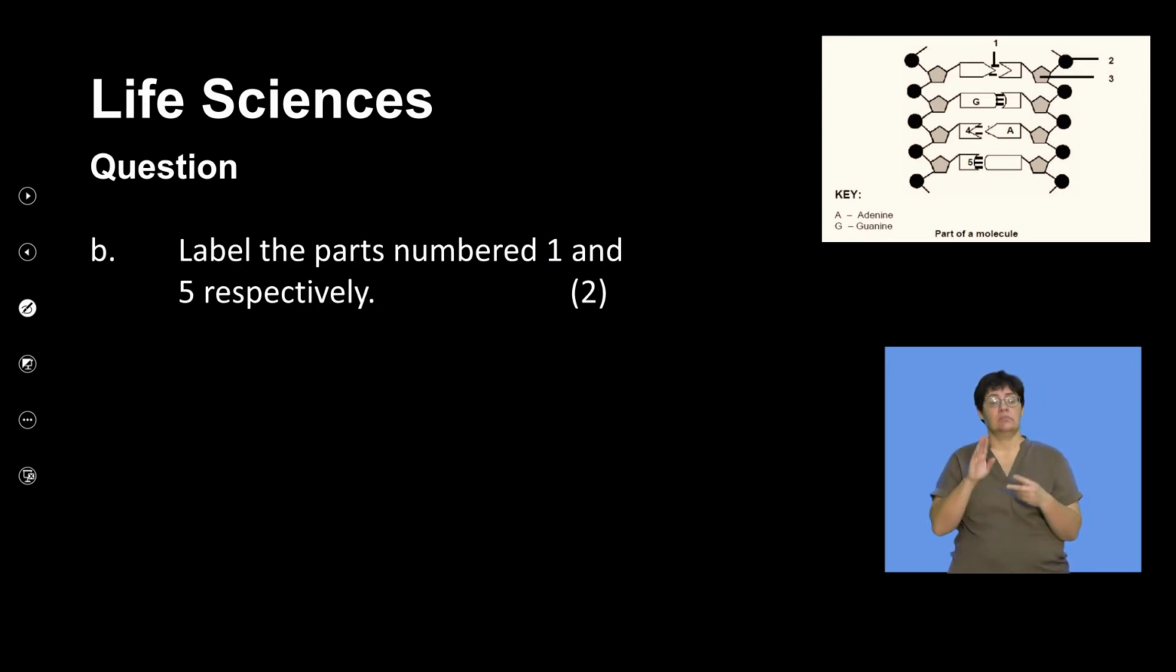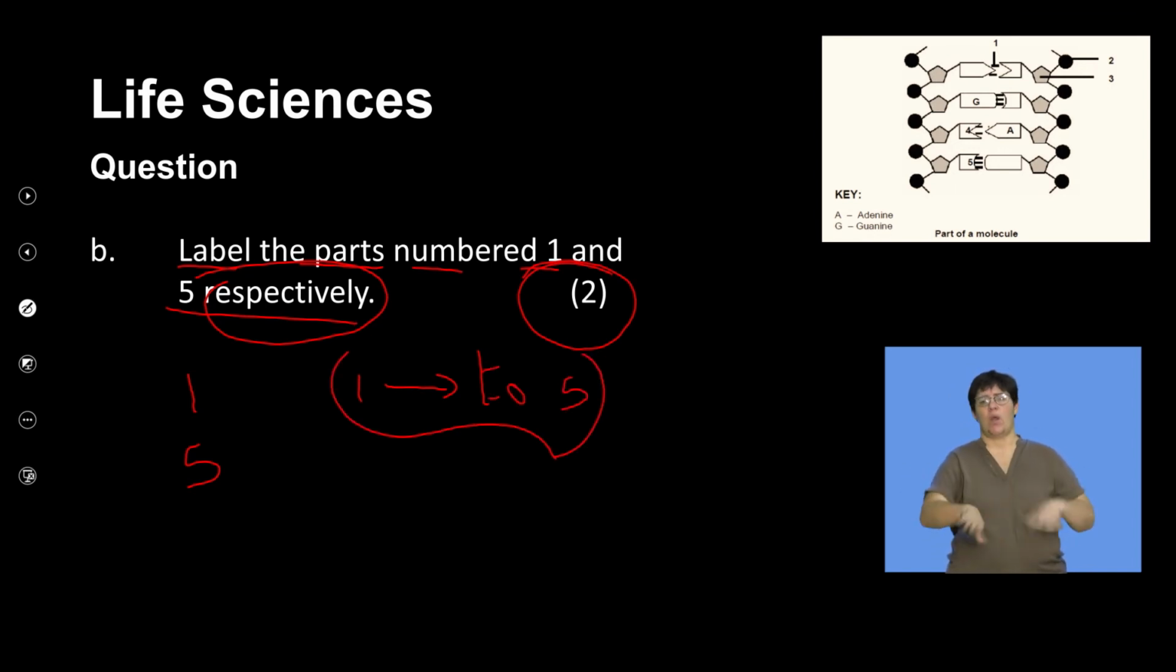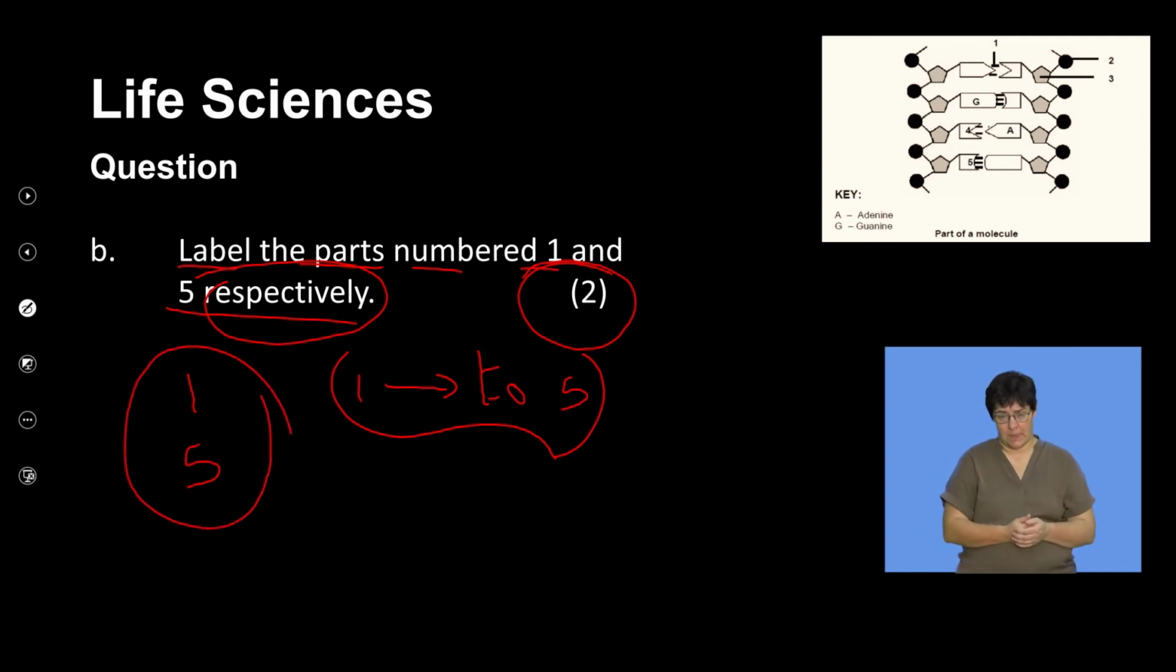The next question is: label the parts numbered 1 and 5 respectively. So guys, it's important that you look at the question mark allocation. It requires that we label parts 1 and 5. It does not say 1 to 5. If you were labeling parts 1 to 5, you would have spent an extra few minutes on questions that were not necessary. So it's important that you recognize that it requires that we label parts 1 and 5.